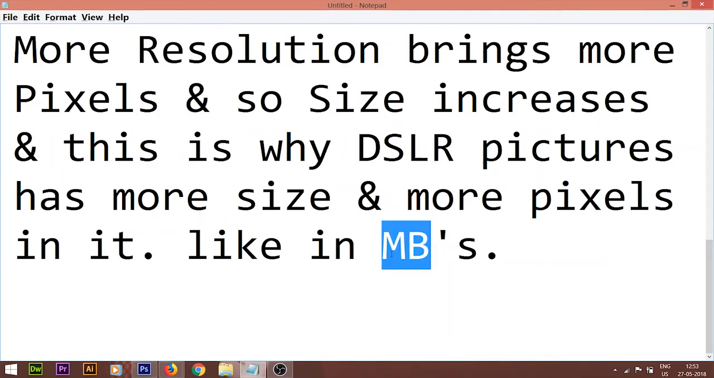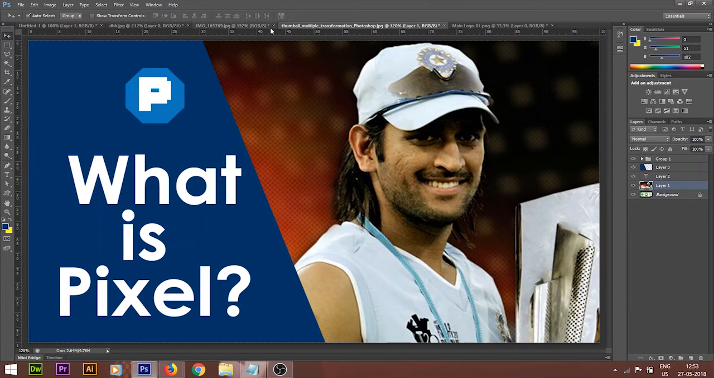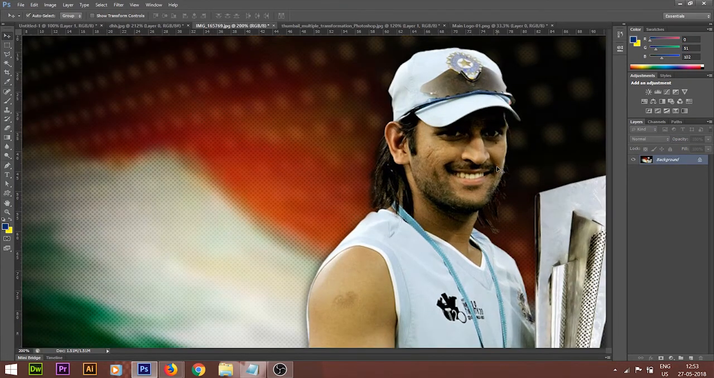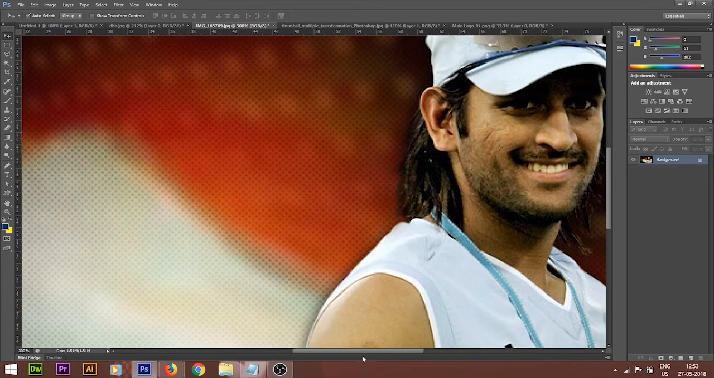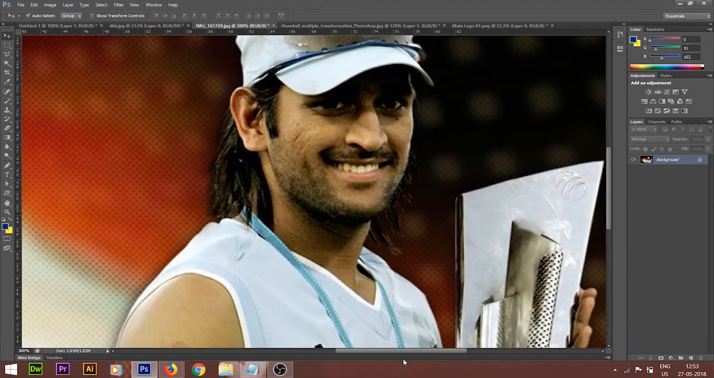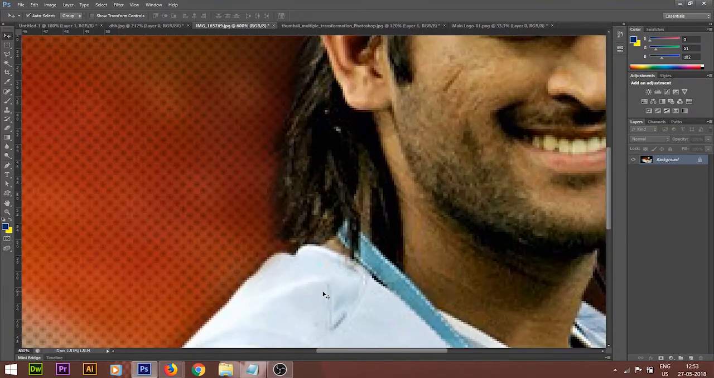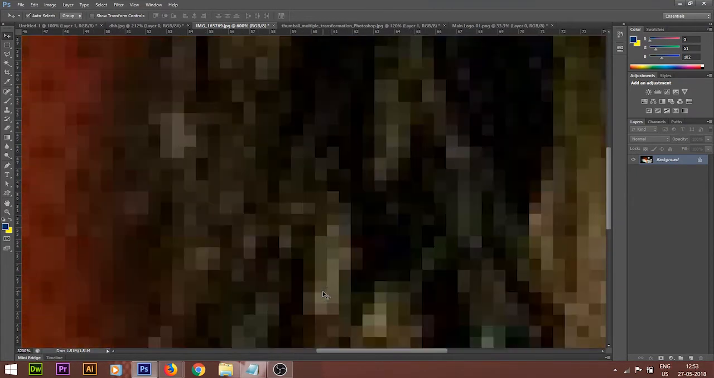So let's see the practical: what is the pixel and how we can measure it. Here we have this picture, correct? I am zooming into it, and see guys, a pixel is nothing but a physical existence that we can see. So how can we see the physical existence of the pixel? Here we increase the image to its max size. I am increasing it with Control plus plus plus, and it is going to increase.